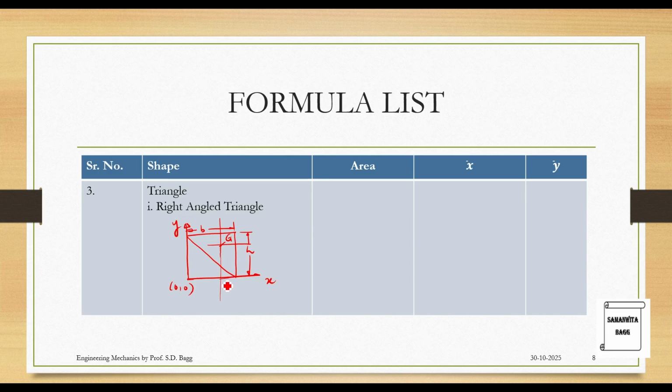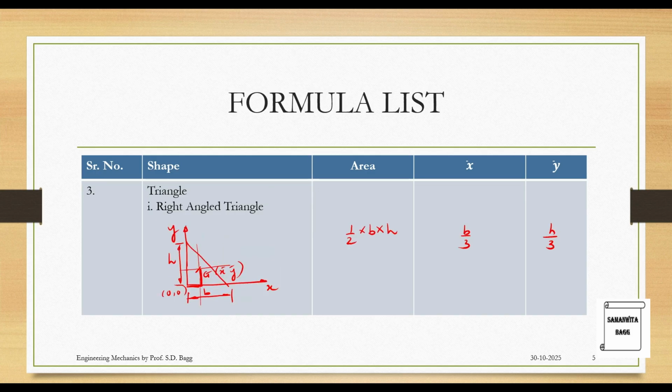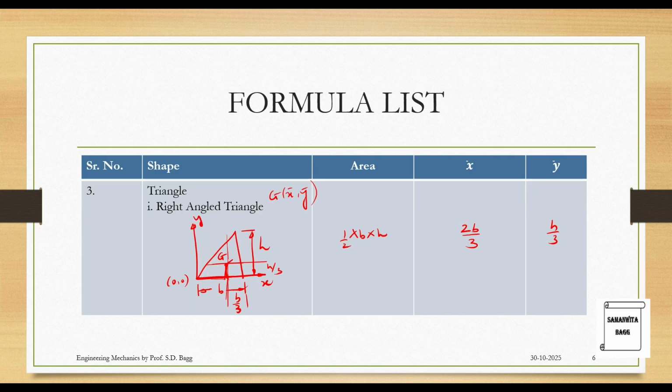We know this is b by 3. So how much is this one? It is 2b by 3. And this is the height that we have to travel. So from here to here, this is h by 3. So this below portion becomes 2h by 3. And area is half base height. So you can see that for a right angle triangle, these are the various variations possible.